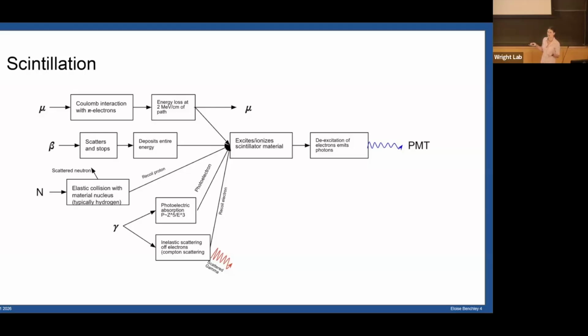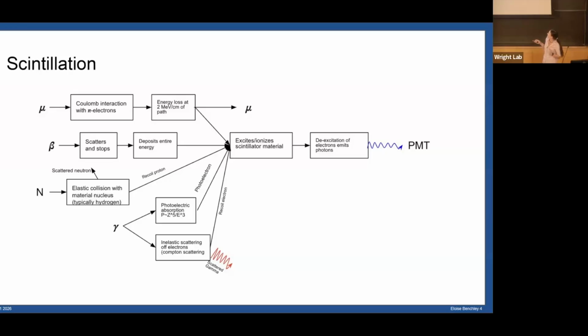They're completely absorbed by the nucleus of the material, and it emits a photoelectron. The probability of that is proportional to roughly the effective atomic number to the 5th over the energy. So high density materials and low energy gammas are more likely to be fully absorbed.